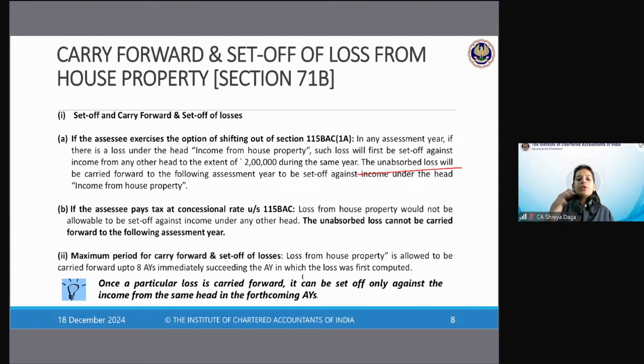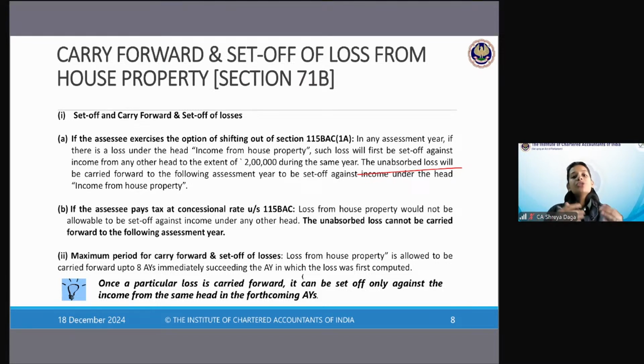If the assessee shifts out of the old regime, then he can set off against any other head, but up to 2 lakh rupees. If he is in the default regime, then he cannot set off against any other head. Only intra head, intersource is possible. And how many years you can carry forward, the limit given is 8.